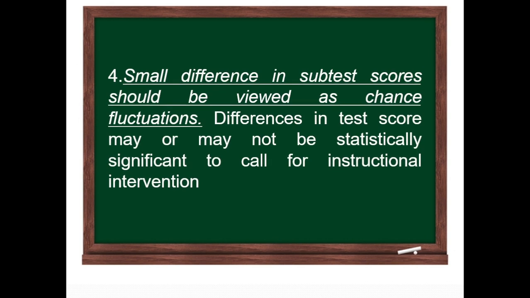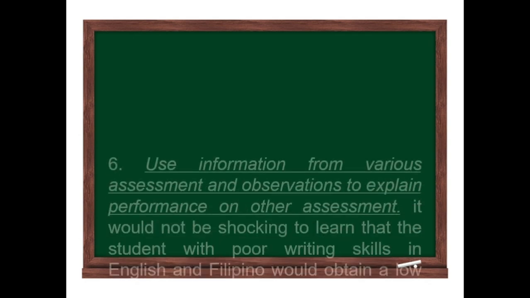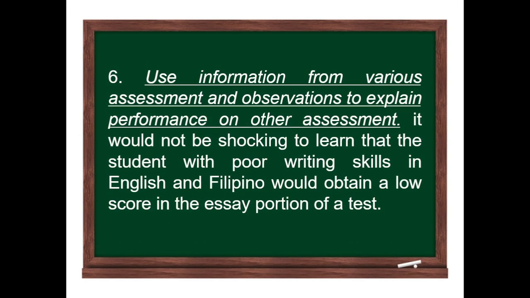Number 4, a small difference in subset scores should be viewed as chance fluctuation. Differences in test scores may or may not be statistically significant to call for instructional intervention. Number 5, use information from various assessments and observations to explain performance on other assessments. It would not be shocking to learn that a student with poor writing skills in English and Filipino would obtain a low score in the essay portion of a test.